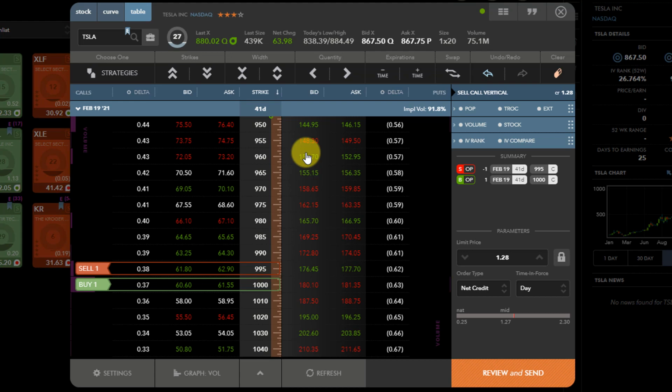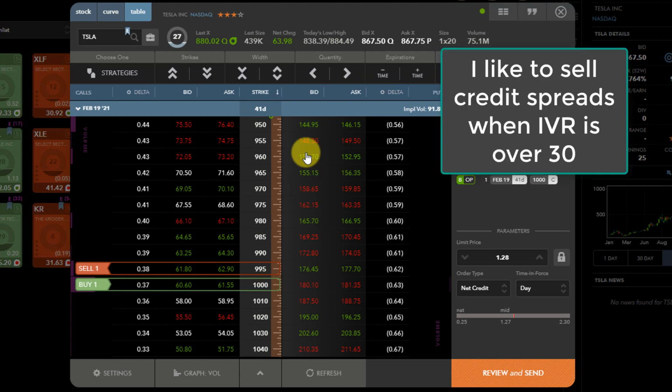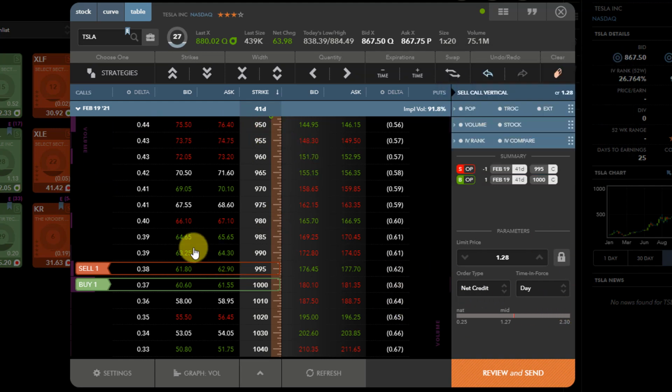So for me, a personal preference is selling credit call spreads or credit put spreads when that number is above 30. Now, the other thing that may be determining the price of the spread is obviously the delta that you're selling. So currently Tesla is at 880, and the short strike that I chose was 995.